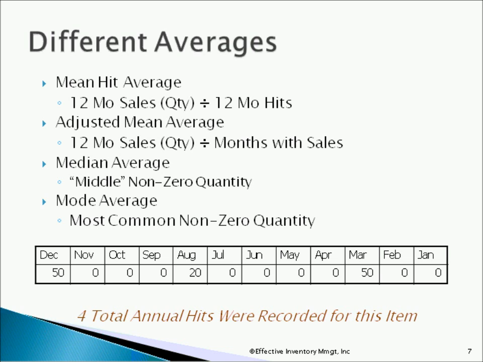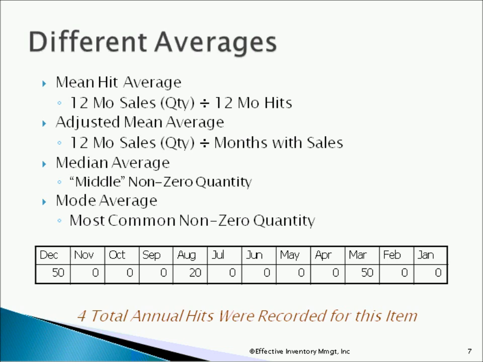The adjusted mean average is 12-month sales, not divided by 12, but divided by the number of months with sales or usage activity. In this case, we had 3 months, December, August, and back in March, with sales or usage activity. So the adjusted mean average would be 120 divided by 3, or 40 pieces.